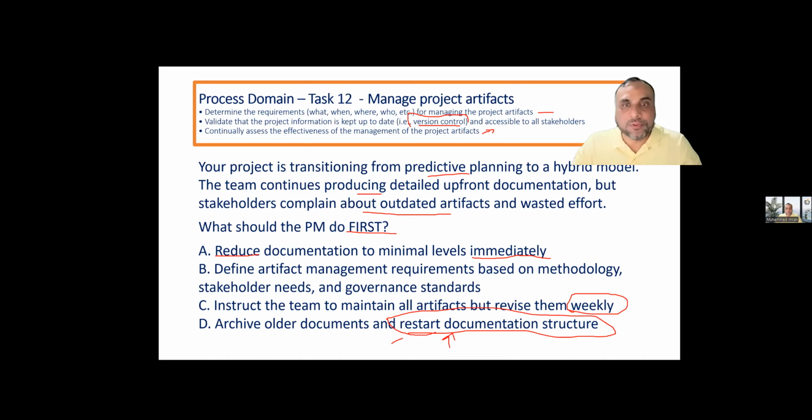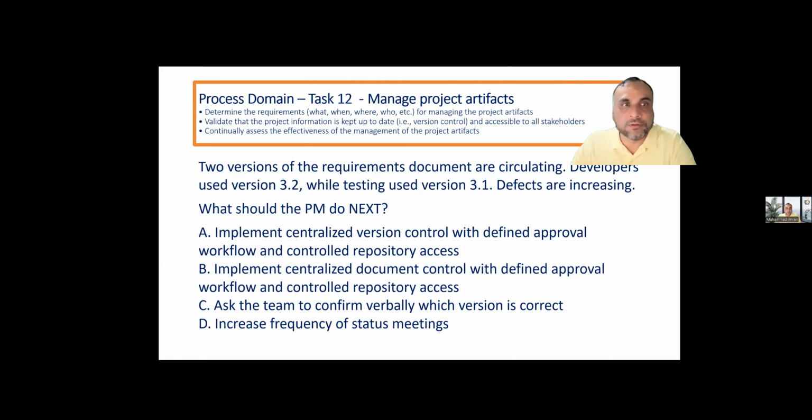Instruct the team to revise them weekly. Weekly frequency can only be established if you have done B. So yeah, you can do C, but first you have to do B. And these words are against our protocols. We don't select those answers directly because these are direct actions without any evaluation or analysis. So yes, the correct answer is B here. Very good. Let's go next.